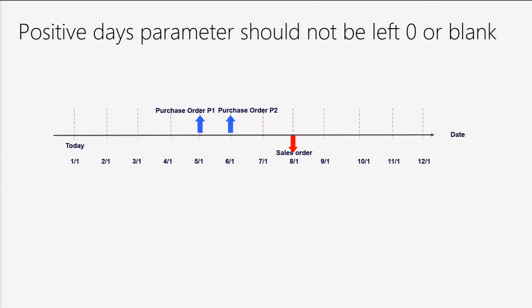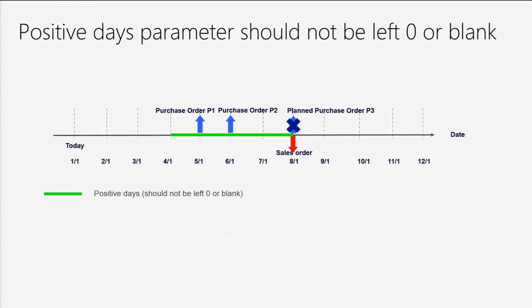Moving next, positive days. The purpose of this slide is to demonstrate why you should never leave the positive days at 0 or not set. Let's assume that you have 2 purchase orders, the blue arrows, and a sales order. Your positive day parameter is set to 0 or left blank, meaning that master planning is not going to look for any receipts backwards from the demand date, from the sales order date. So a new planned purchase order is going to be created, and that's it.